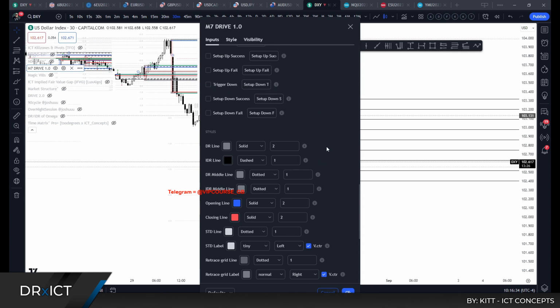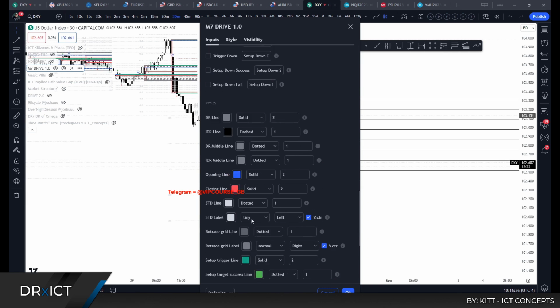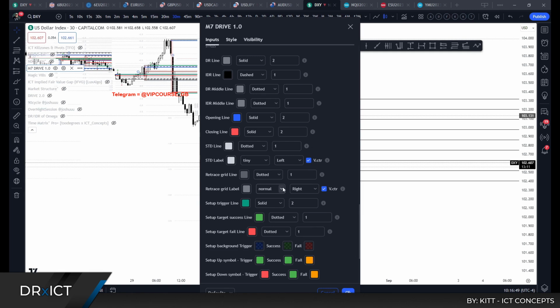So continuing down, colors are a thing. Tiny standard deviations dotted at 1. I like the blue and the red. Your retracement grid level can also be tiny or small. Your retracement grid is the measurement within the range, and our standard deviations are a measurement outside of the range.